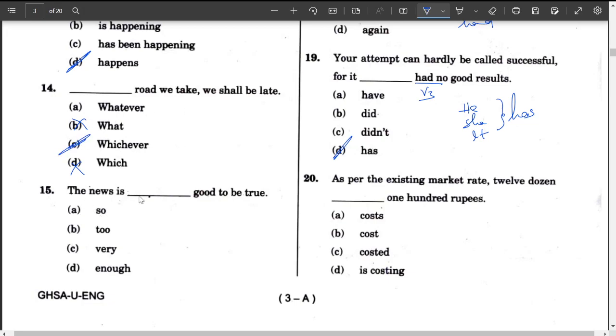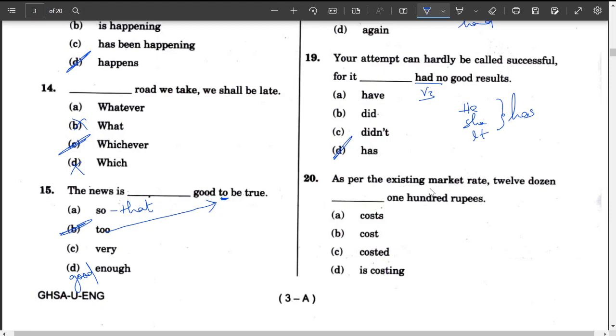Next one, the news is dash good to be true. See here we have one combination, two are used together in the degree case, so is followed by that. Next, good enough; good cannot be used, this must be good enough. If at all blank is given, remember good enough must be there. Very is used directly, so only combination is 2, that is B. The news is too good to see.